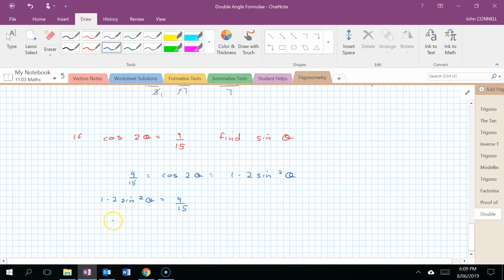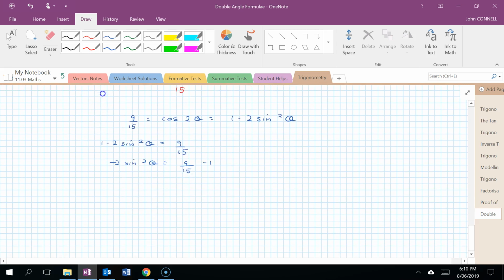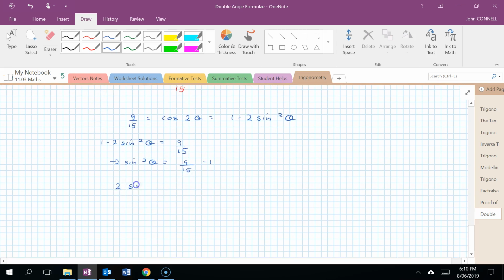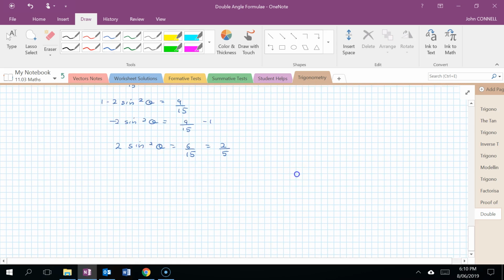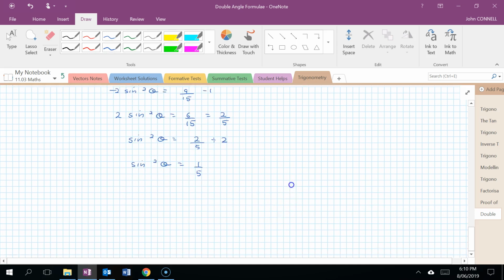If I move it to the other side, I'm going to subtract 1, so it'll be minus 2 sine squared theta, because it's 9 on 15 take 1. Then if I divide through by minus, I'll get 2 sine squared theta is 1 take 9 on 15, which is 6 on 15, or 2 on 5. Then I can divide by 2, so sine squared theta is 2 on 5 divided by 2, which gives us sine squared theta is equal to 1 on 5.